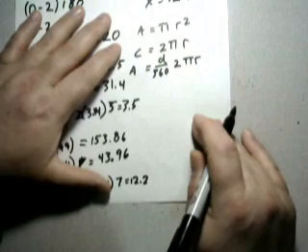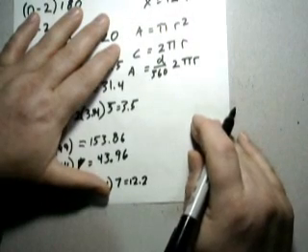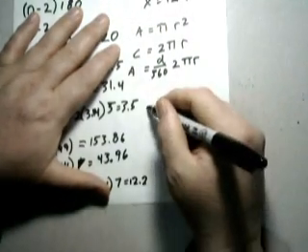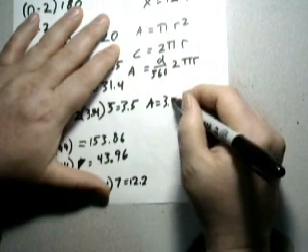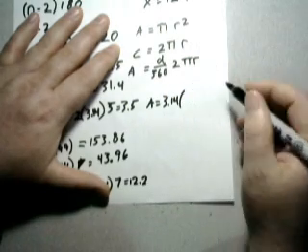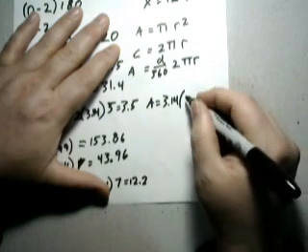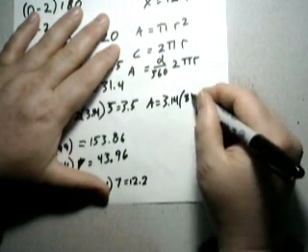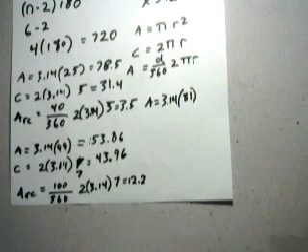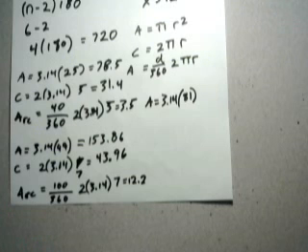Let's see, our radius on that one is 9. So area is equal to 3.14 times 9 squared, which is going to be 81. So 81 times 3.14, 254.34.